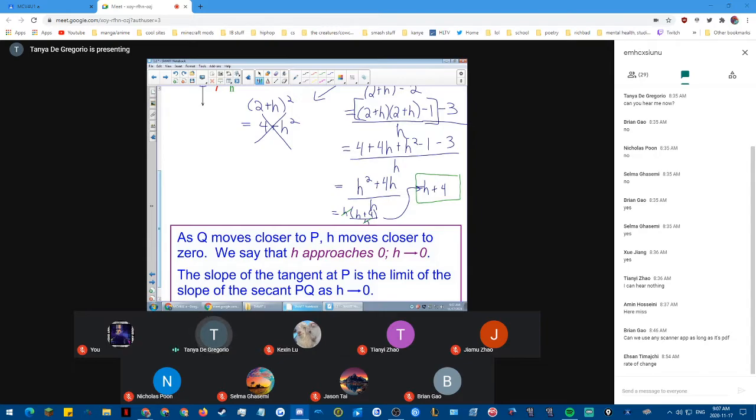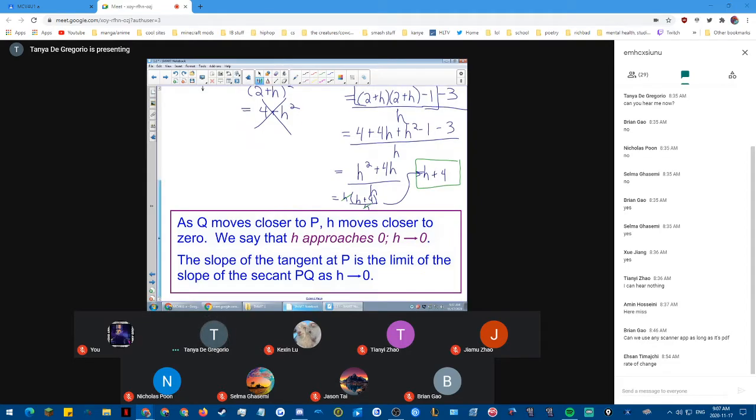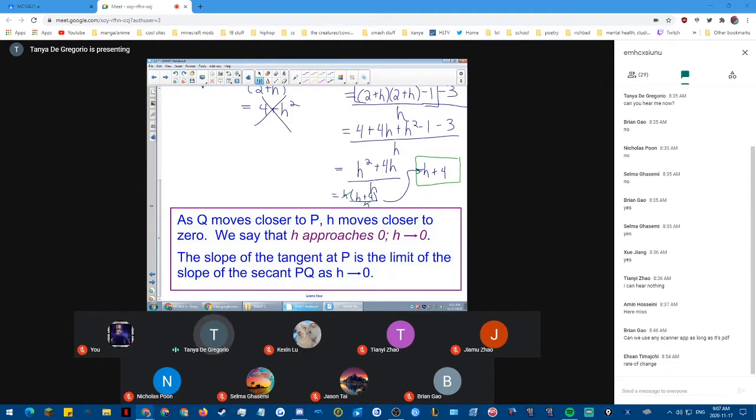That is the slope between those two points. H plus 2. So what does that mean? Whatever that difference is between those 2 points, whatever that x value difference is between those 2 points, add 4 to it. All right, that's what H is. It's that little difference between the two x values. As Q moves closer to P, H moves closer to 0.